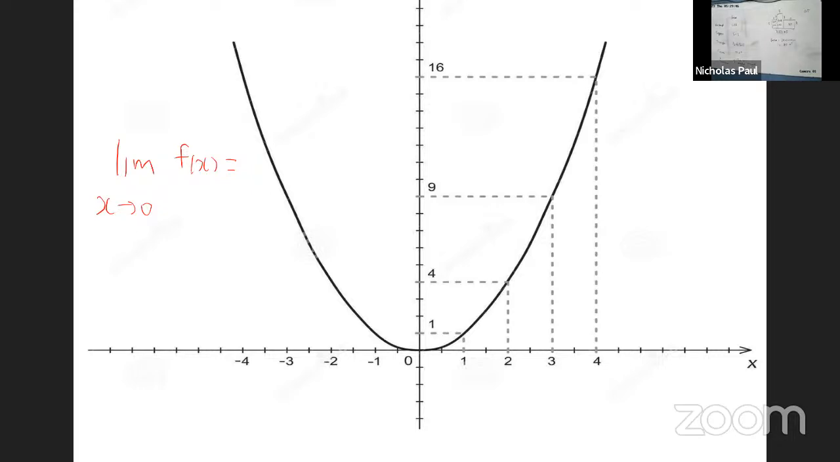0, correct. When you approach from the right and you approach from the left, you're approaching the same value, which is 0. That's the concept of limits. The problem is sometimes you can't get a graph. So if you don't have a graph, here is what you could do.